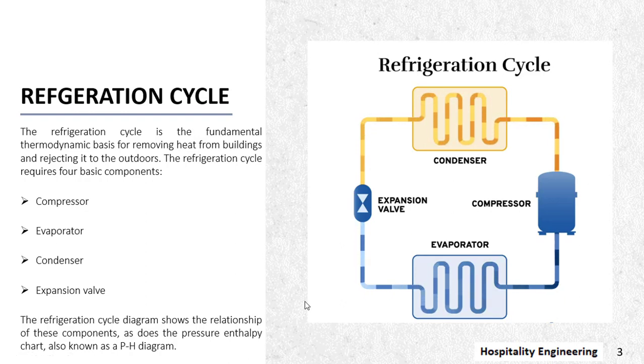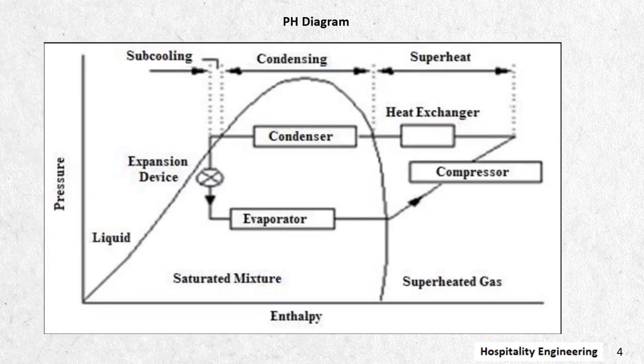The refrigeration cycle diagram shows the relationship of these components, as does the pressure enthalpy chart, also known as the pH diagram. Now we will see the pH diagram. You can see x-axis enthalpy, y-axis pressure. We can start from the compressor. Now you see the compressor, it compresses to high pressure and high temperature. So what will happen? Heat will increase, then the temperature will also increase.